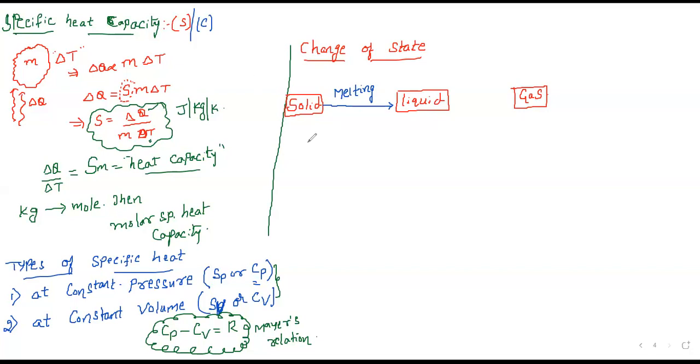Then, if you convert from liquid to solid, if you change the state from the liquid to the solid, then it is considered as fusion. Fusion is the change in state from liquid state to solid state. That is called fusion. This is also called freezing. Freezing means liquid to solid.